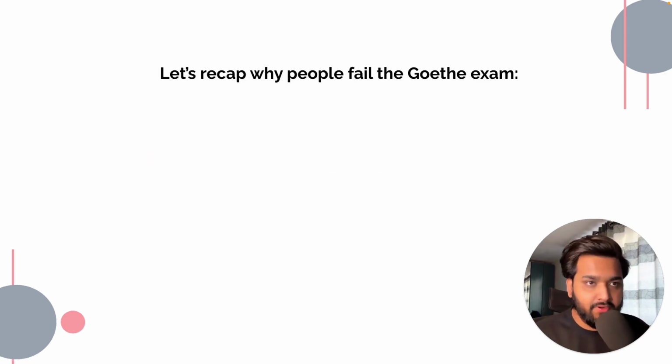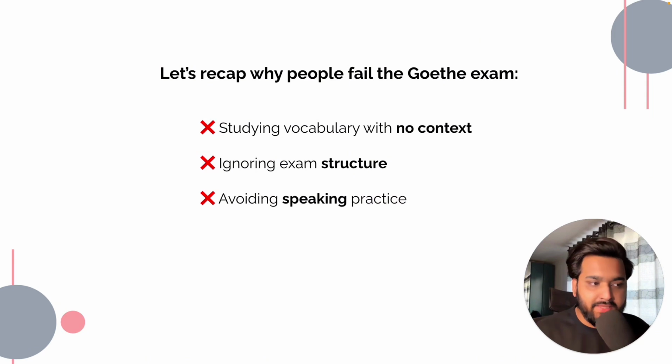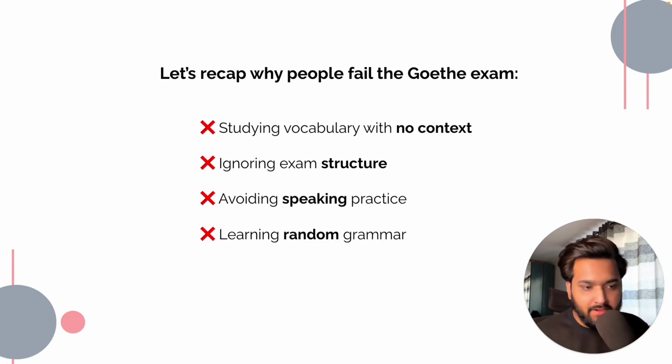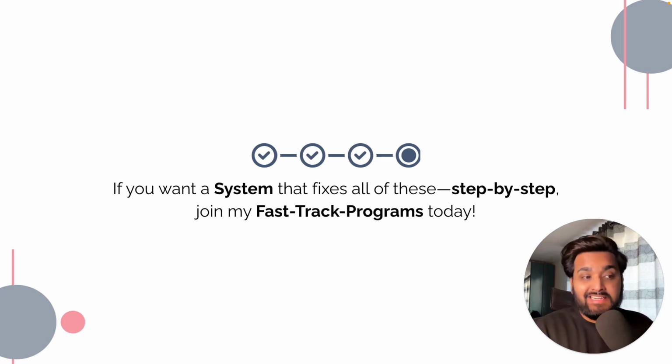So here's the recap for you. Let's recap why people fail the Goethe exam: studying vocabulary with no context, ignoring exam structure, avoiding speaking practice, learning random grammar, and then cramming instead of building habits.